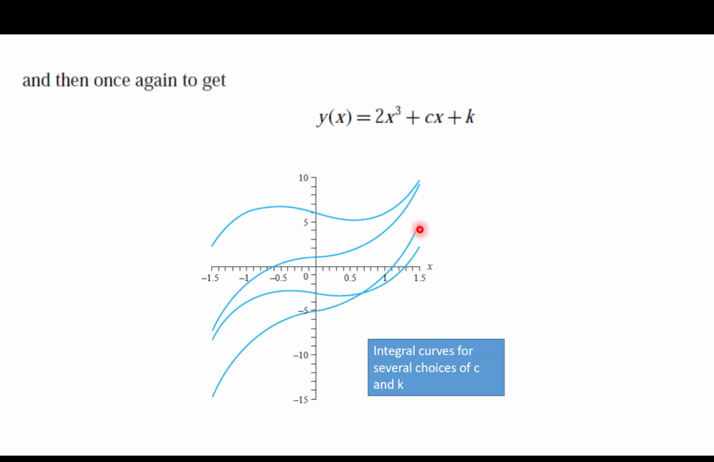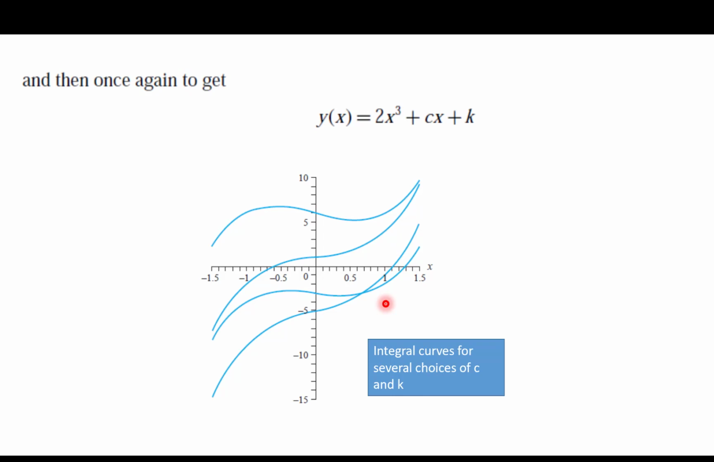Because this is actually based on C and K, we can put any value for C, any value for K, and then we can draw these curves, and there is no controlling points of it, right? This is the meaning of the integral curves.